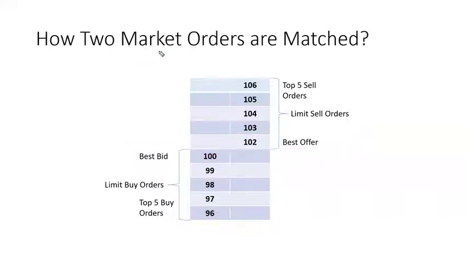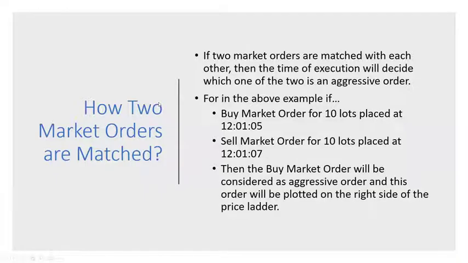But how will you decide which one of them is the aggressive order? Both are market orders. We saw that order flow software will only check whether it is a market order or not. So how will you decide which one is aggressive? That is where the exchange will help us. And what the exchange will do, if two market orders were executed against each other, they will try to find out which one was placed earlier.